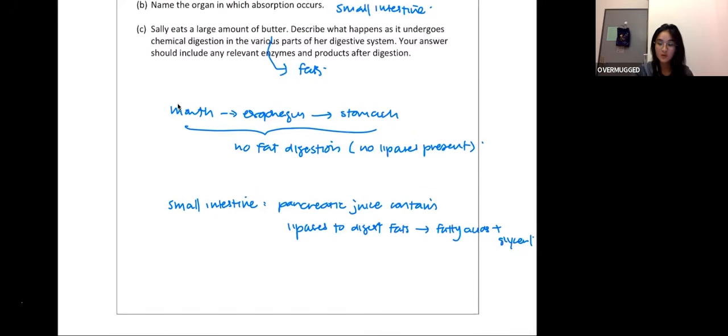If you want to go one step further, if this is a 4-mark, 5-mark question, you also talk about bile. Why? Remember, bile aids in fat digestion through emulsification of fats. But let's say this is a 2 to 3-mark question. Then whatever I wrote over here is sufficient.